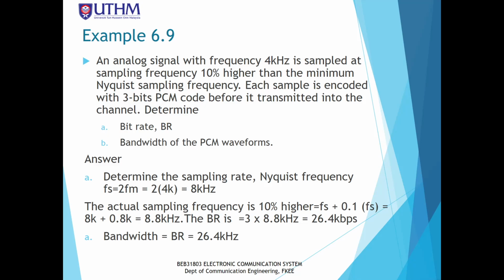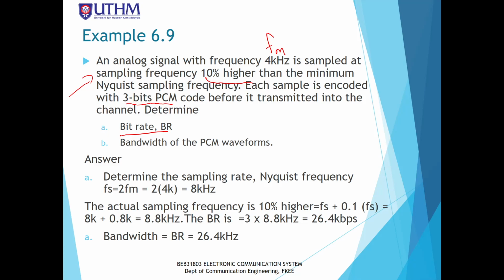If you read the question, an analog signal with frequency 4 kilohertz, so you are given the input message frequency Fm, is sampled at a sampling frequency 10 times higher than the minimum Nyquist sampling frequency. That means you are sampling 10 times higher than the minimum sampling rate, which is 2 Fm. Each sample is encoded with a 3-bit PCM code, so you are using 3 bits before it is transmitted into the channel. Determine the bit rate BR.